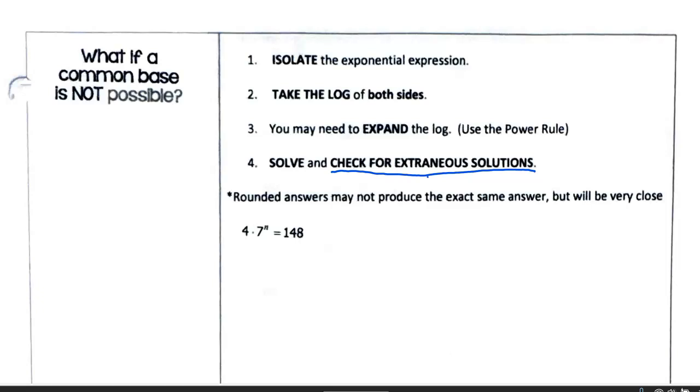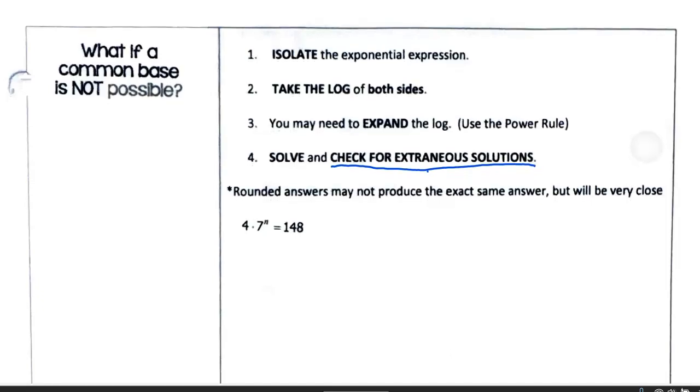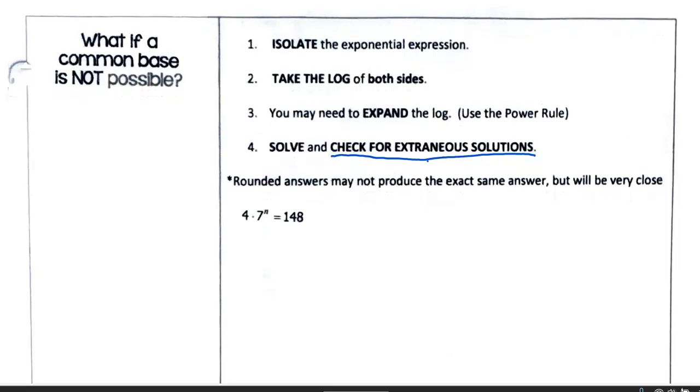Okay, so let's do an example of how we solve these types of equations. So we have 4 times 7 to the n equals 148. So we're like, well, let's see what happens because maybe we can write this as the same base. Let's go ahead and divide both sides by 4. We get 7 to the n equals 37. And we know there is no way we can rewrite 37 with a base of 7. So that means that we cannot have a common base.